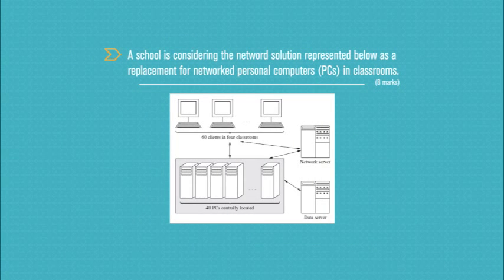Let's move on to a short answer question on communication systems. This one, once again, it's got a scenario, and a school is considering a new network solution. And they've given us a bit of a diagram here. You can see that there's 60 client computers in 4 classrooms. There's going to be 40 PCs that are centrally located. There's going to be a server for data and a server for the network. So it gives us a little bit more detail.